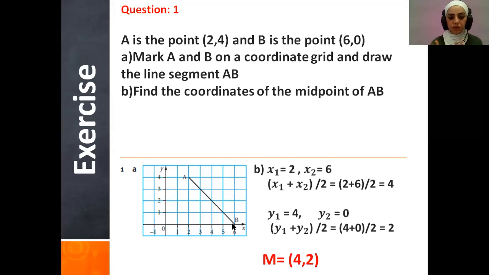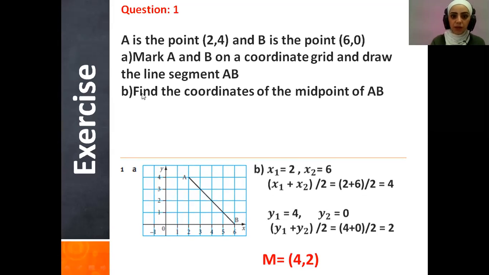So many students get mixed up when it's 6, 0 or 0, 6. When we say 6, 0, 6 is the x-axis, so it's going to be on the x-axis. But if our point is 0, 6, it's going to be here, 0, and you go up 6 here. It's going to be somewhere here. Okay, so part A, just mark them on a coordinate grid. This is how we write the answer of it.